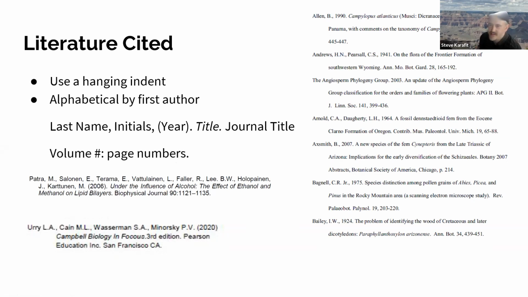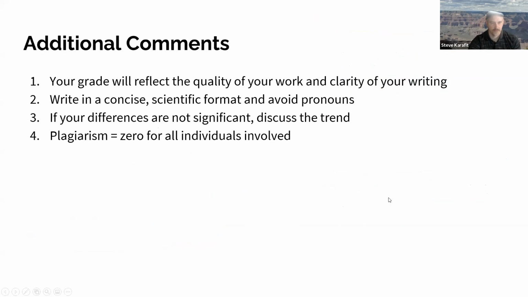And I really prefer not to see websites in your citations. Cite the article, not the website where you found it, okay? It has to be a primary source. If you do use a website as a secondary source, that's fine. You can cite it properly. But for your primary sources, cite the article, not the website.